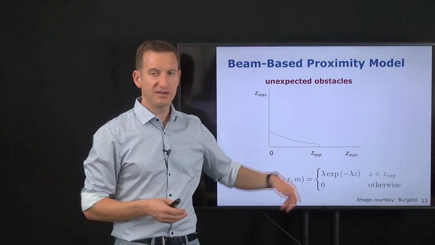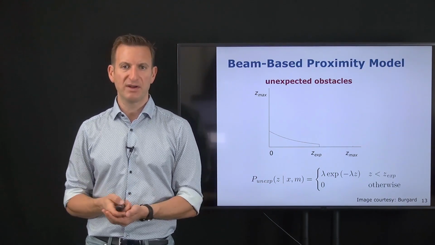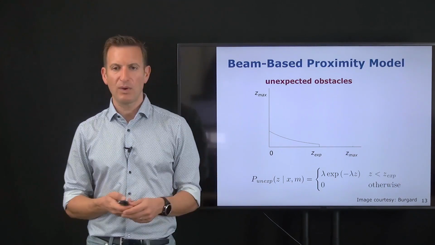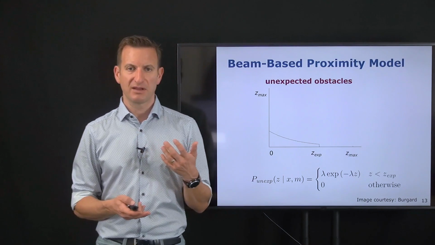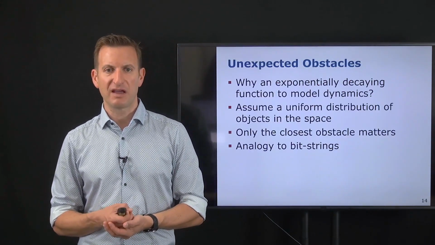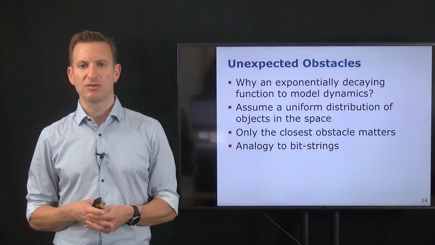But why is it an exponentially decaying function? That's something that may sound weird or unexpected to you. But it makes sense to model it in that way, and it's actually a physically plausible model that you can explain very well. So let's dive into that and see how it looks. So why do we have this exponentially decaying function to model dynamics?